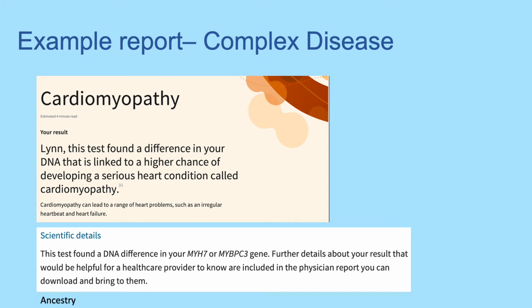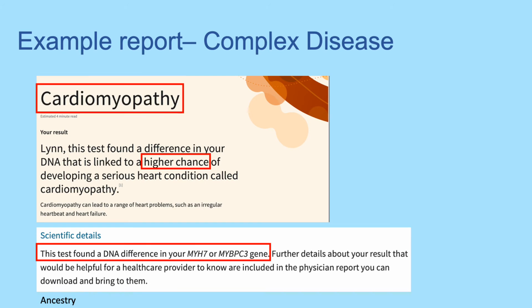In this example, the consumer was found to have a variant in the MYH7 or MYBPC3 gene. The result shows that they have an increased risk of developing cardiomyopathy, a heart condition that can lead to irregular heartbeat and heart failure. However, there is no quantification of that increased risk. This can make it hard to understand how much the risk is increased and cause heightened anxiety.